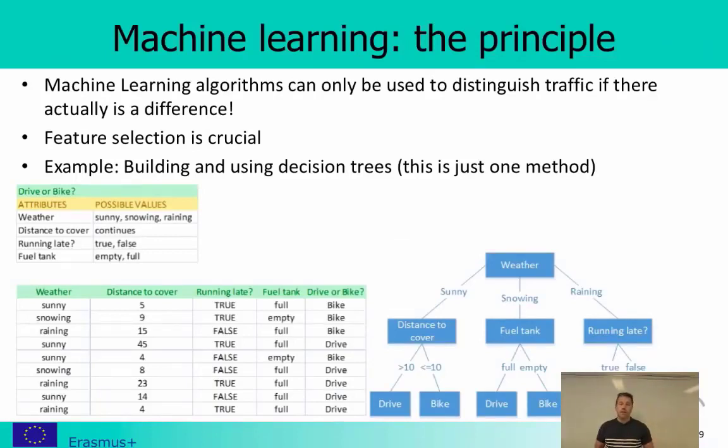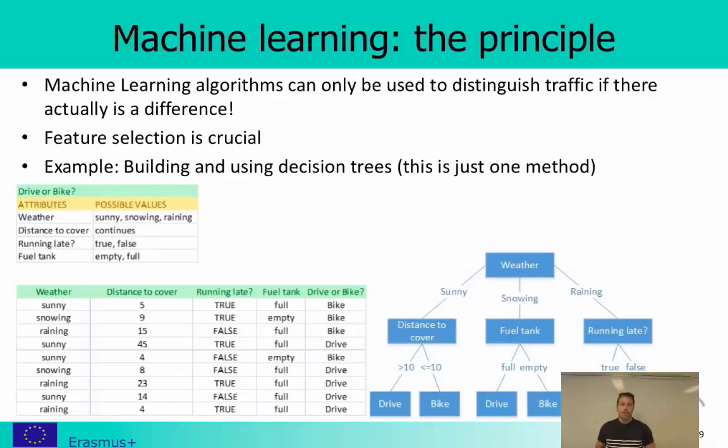So machine learning algorithms can be used to distinguish traffic if there is actually a difference. So we need to be able to use our features, and based on these features, there actually is a difference between the malicious and non-malicious traffic. If there is no difference in the traffic, so if flows with the same descriptions could be malicious or non-malicious, of course we cannot see a difference between them. And therefore it is very important that we select the right features, so the right way to describe the traffic.